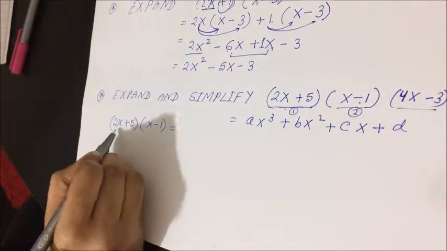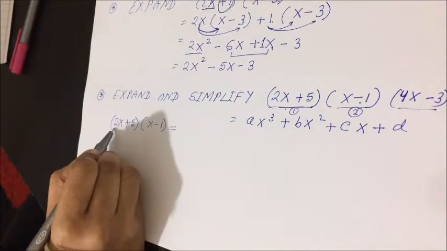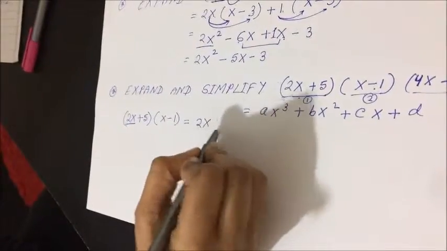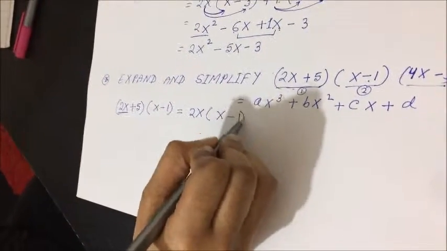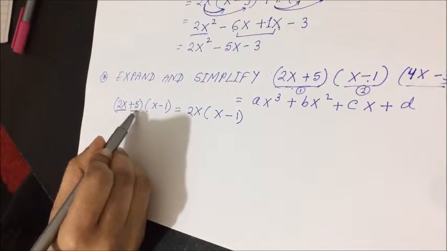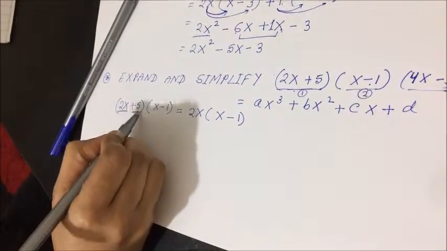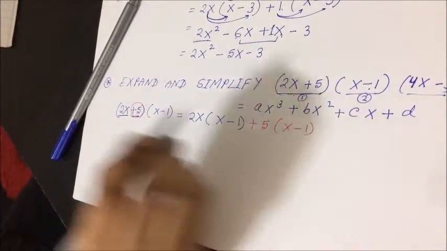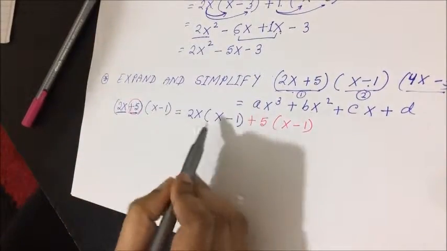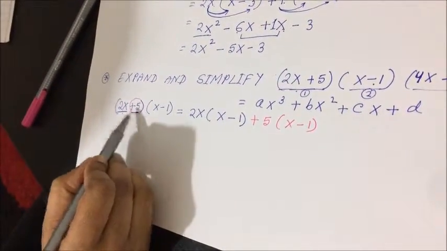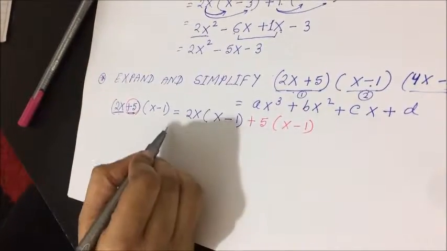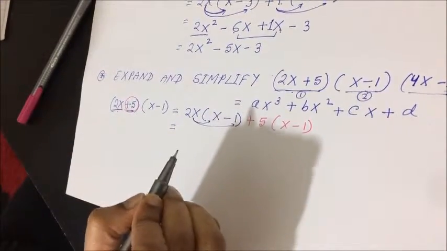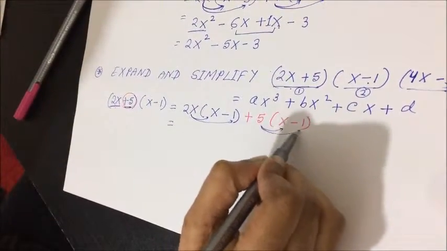If we do so, I have to do two steps. The first step, 2x will be multiplied with the whole of the second bracket. That means 2x multiplied with (x - 1). And then I will add 5, that means the second part of the bracket, plus 5 multiplied with (x - 1). My second bracket will come twice because I am going to split the first bracket into two parts. So if I multiply them, I'm going to get 2 terms from the first part and 2 terms from the second part. Then I can simplify it.